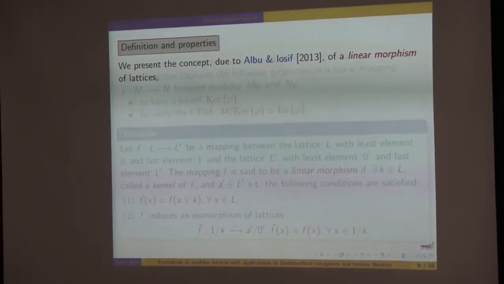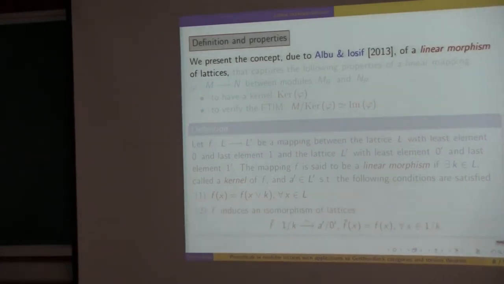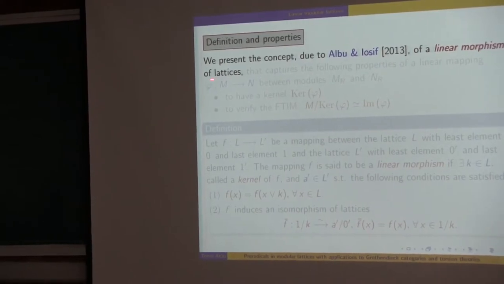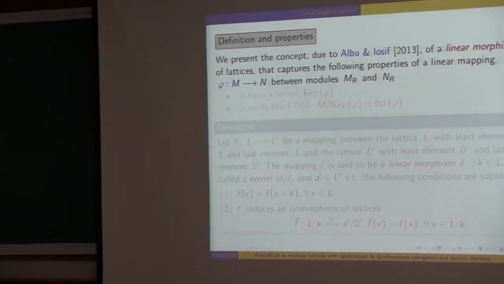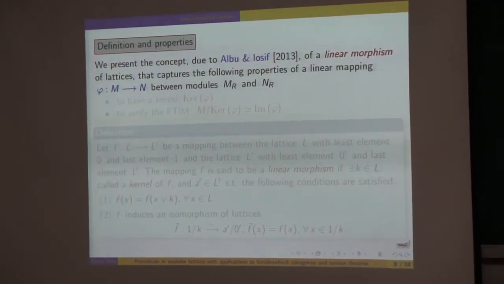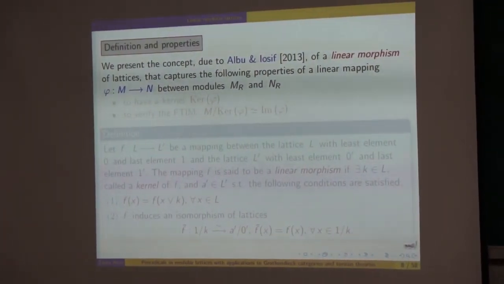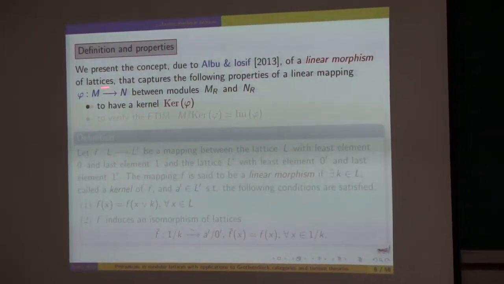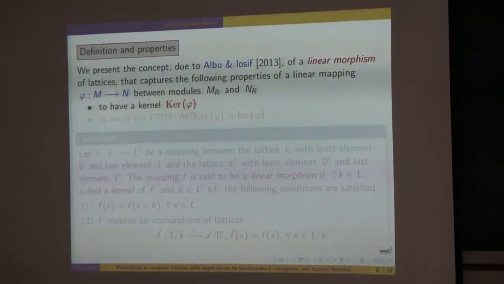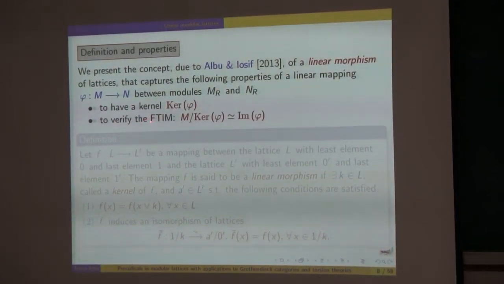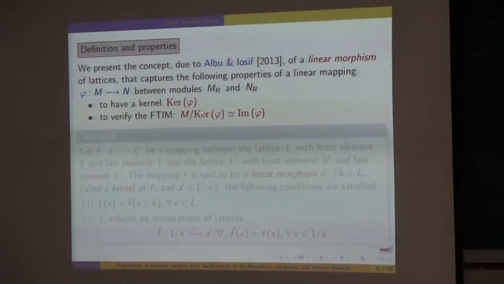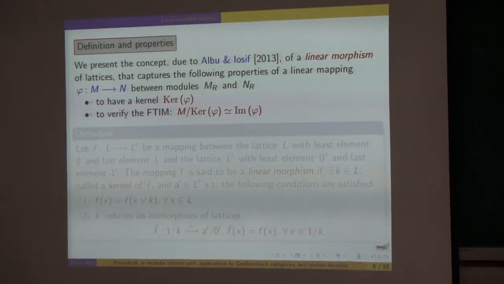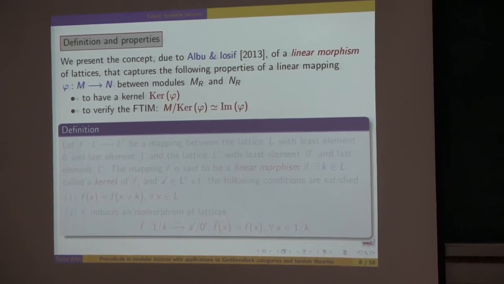This is taken from a paper in 2013. And what is a linear morphism of lattices? This concept captures the following property for a linear mapping between two modules. Any linear morphism between two modules has a kernel and it satisfies the fundamental theorem of isomorphism of modules: M over the kernel of phi is isomorphic with the image of phi. So that is where the definition comes from.